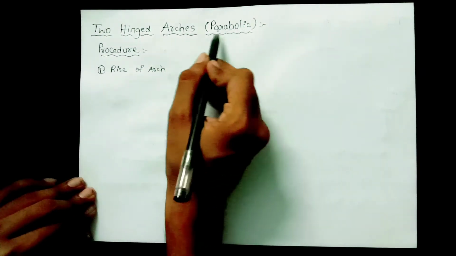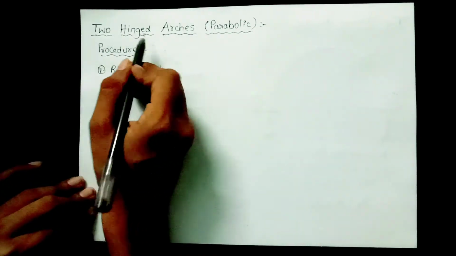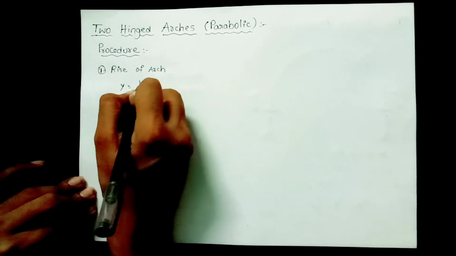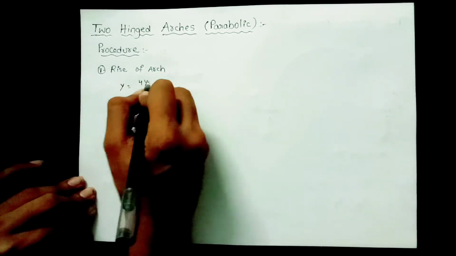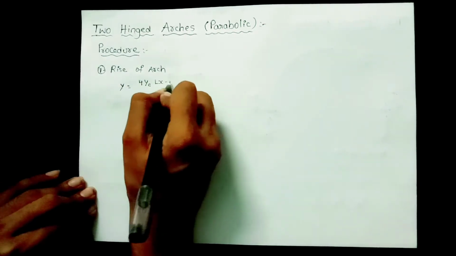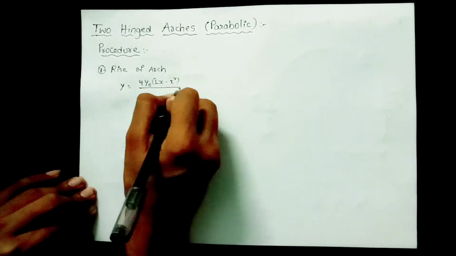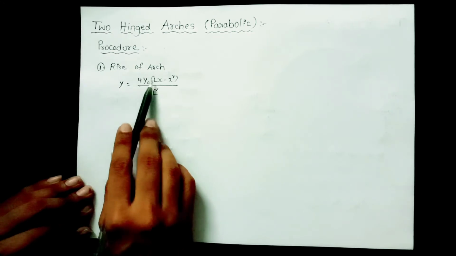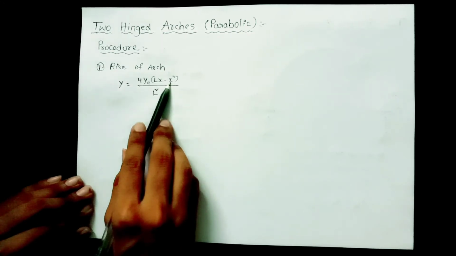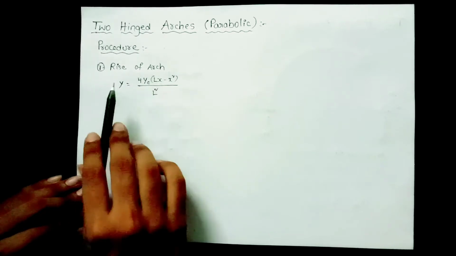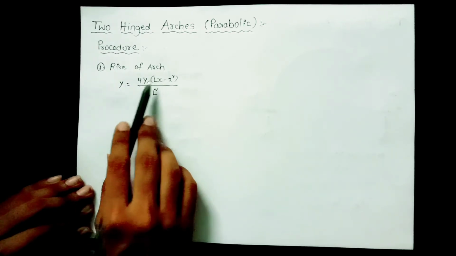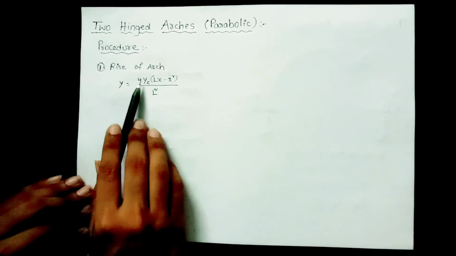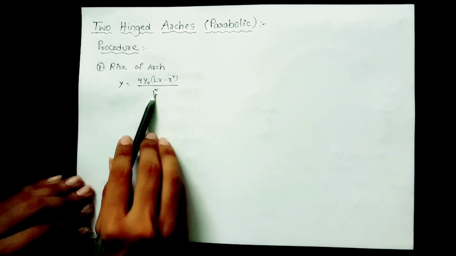For the parabolic two-hinged arches, the rise of arch can be calculated by the formula y equal to 4yc into lx minus x square divided by l square. In some textbooks you may have 4yc into x into l minus x, where x is taken outside as common. In this formula I have multiplied inside, no problem, the formula remains the same: y equal to 4yc into lx minus x square by l square.